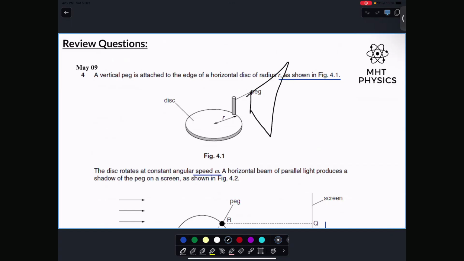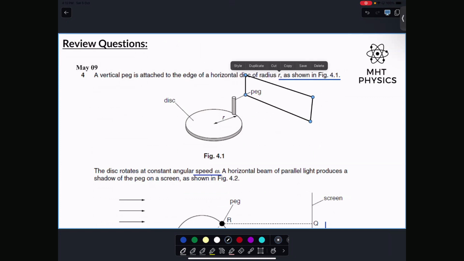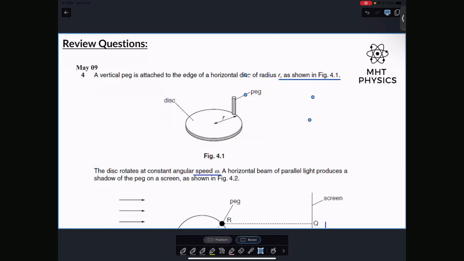So you have this screen on the background, let's say here. And the shadow of this thing will go and fall on the screen. And they're trying to trace the shadow. So what it looks like is something like this.